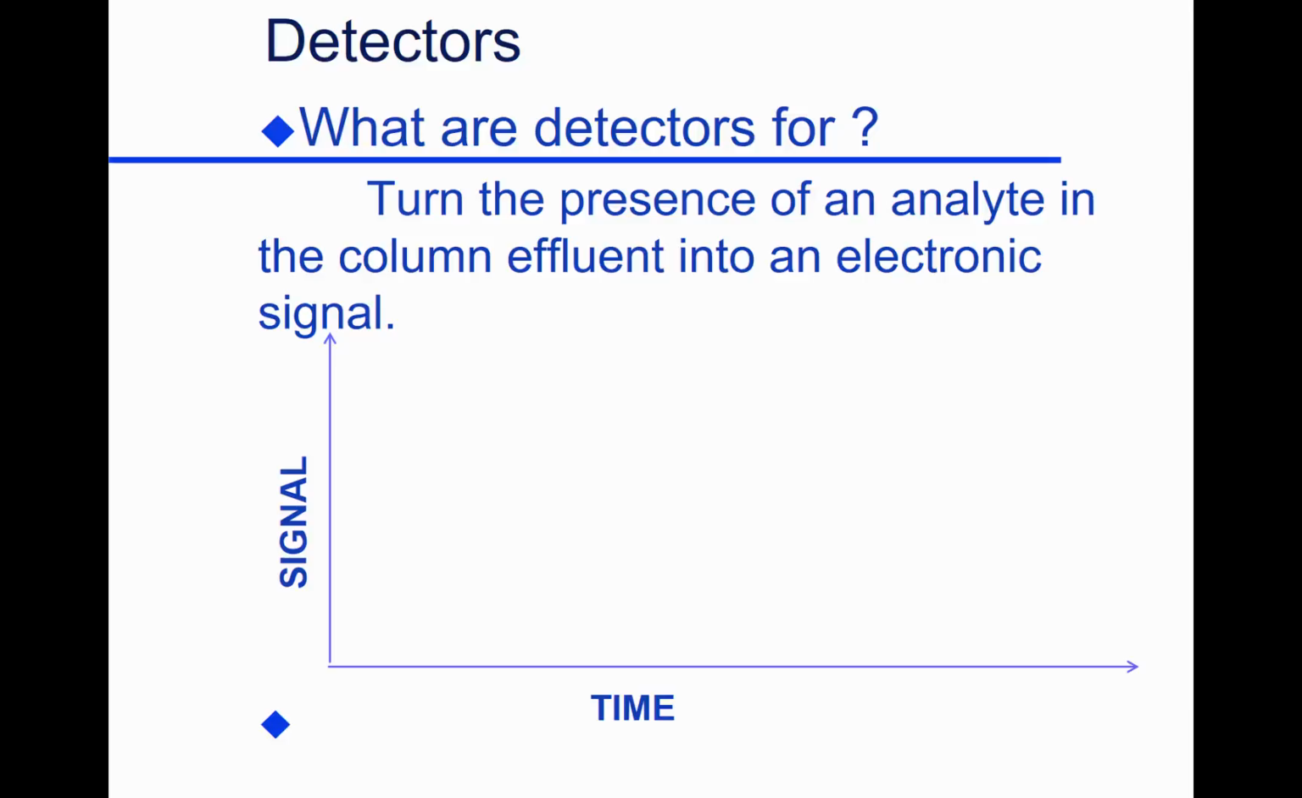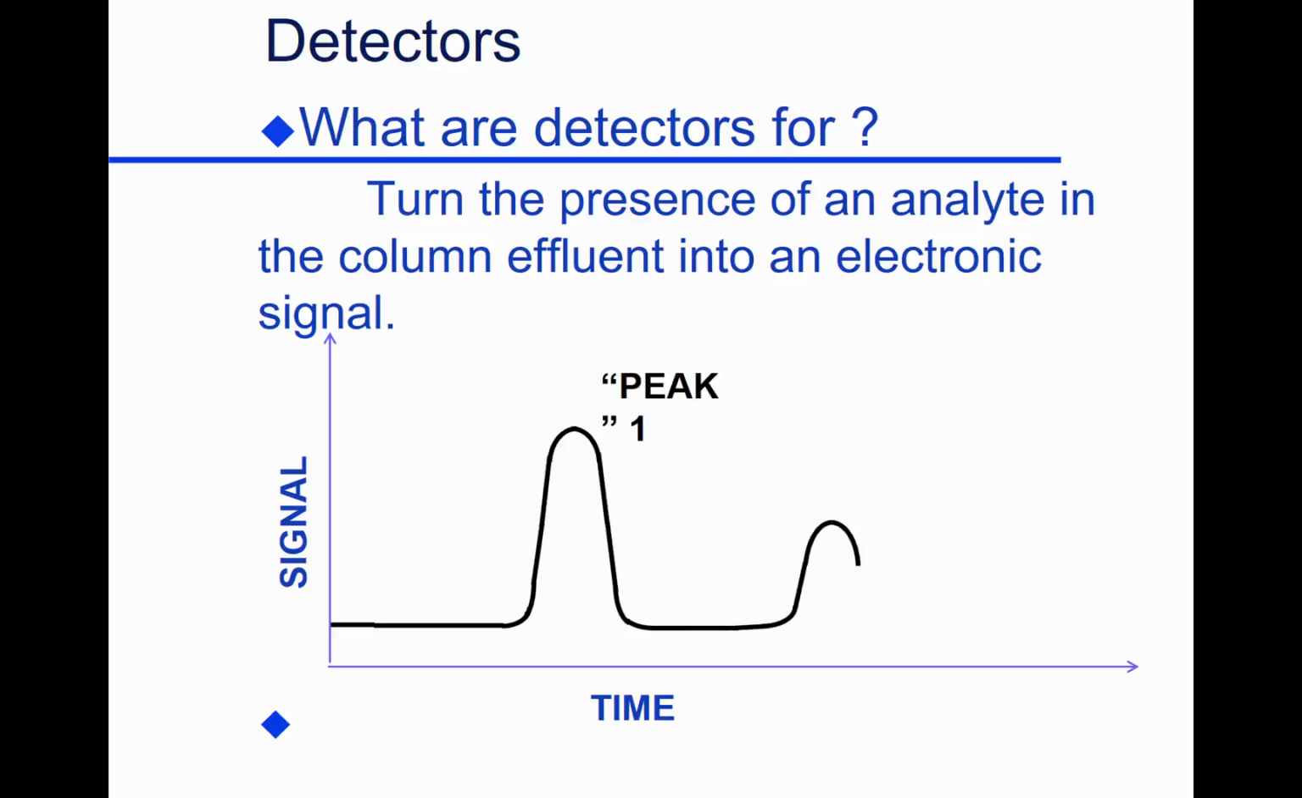Now we can't get done, but we'll just get it started. What are the detectors? What are detectors for? Basically, we're going to turn the presence of an analyte coming off a column into an electronic signal. This is going to use all my time up. I may have to have another day. So as things elute, we want to turn it into some measurable signal. That's basically what our detectors do.